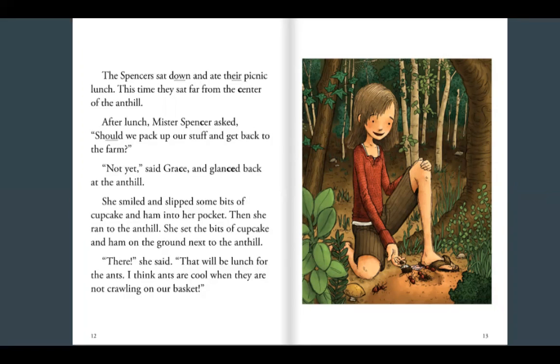She smiled and slipped some bits of cupcake and ham into her pocket. Then she ran to the anthill. She set the bits of cupcake and ham on the ground next to the anthill. Why would she be setting some of her food on the anthill? "There," she said, "that will be lunch for the ants. I think ants are cool when they are not crawling on our basket."